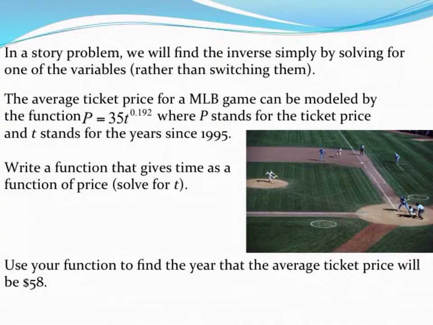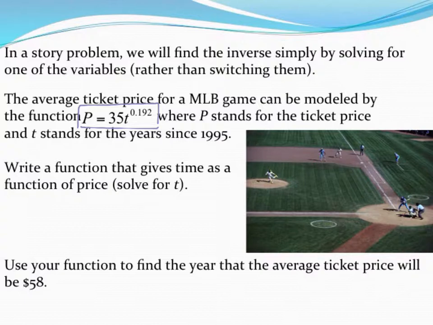In a previous video, we looked at a way to find the inverse of a function by switching our variables x and y, and then solving for y. When we're working with a story problem, we're not going to find an inverse function by switching our variables because our variables stand for something. In this case, we're dealing with the price of a baseball ticket a certain number of years since 1995. So I can't just switch p and t around because p means something and t means something.